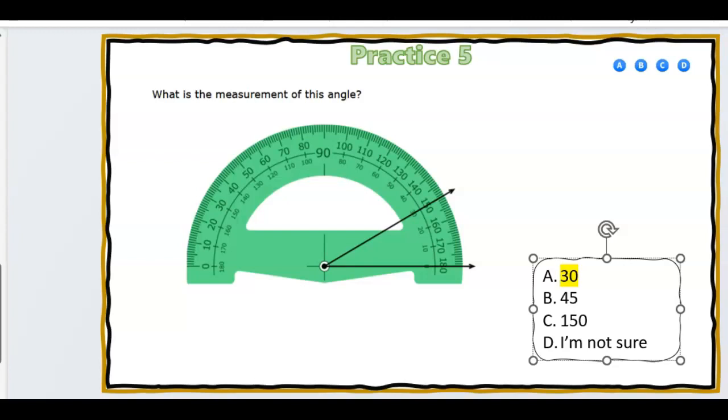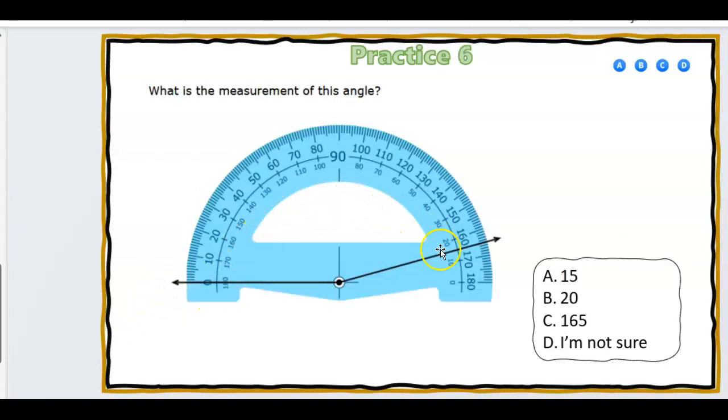And one more. This time I want to measure this big angle right here. So see if you can measure that one.